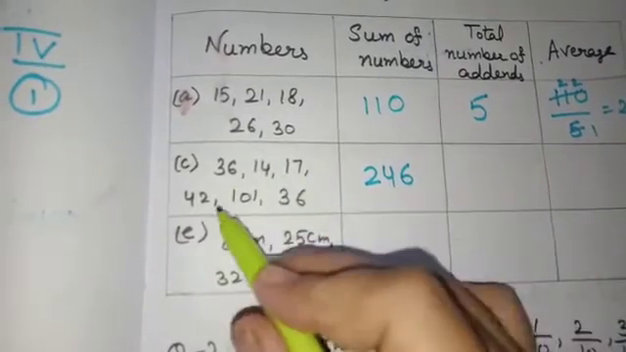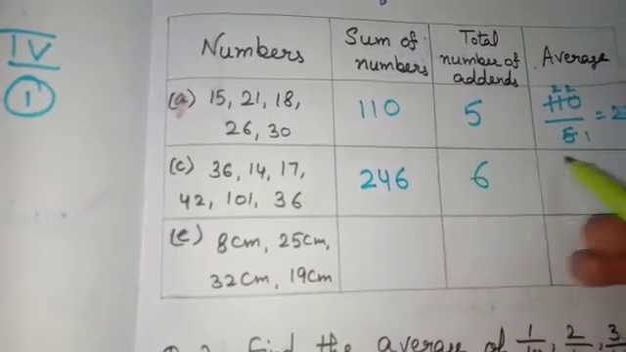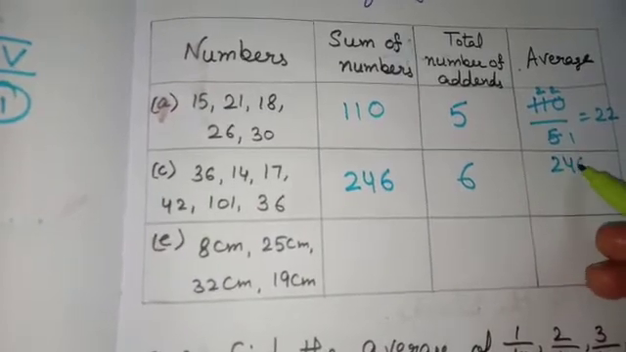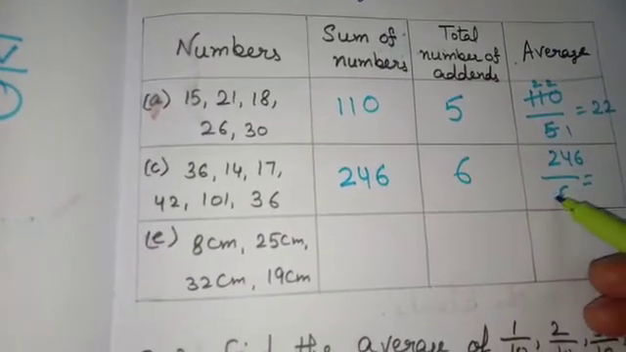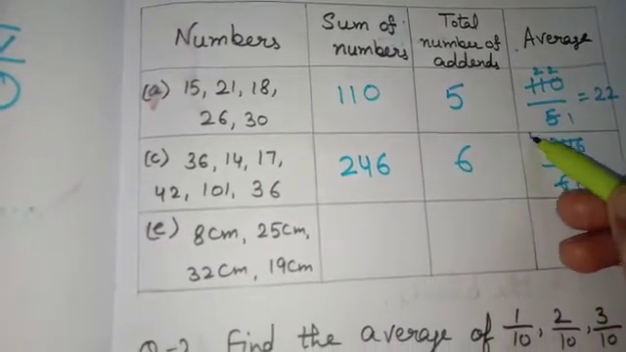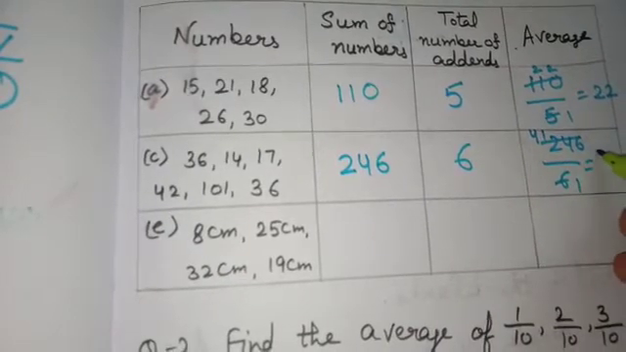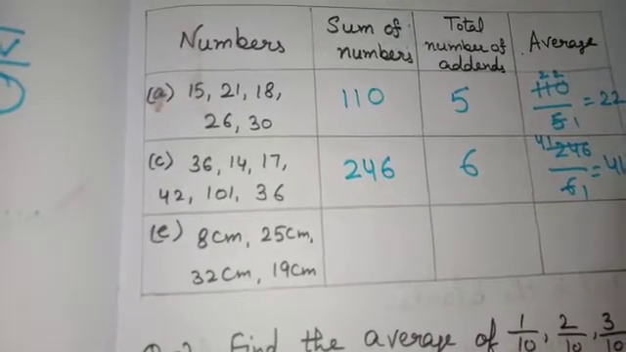The total number of addends is 6. 246 divided by 6: 6 fours are 24, 6 ones are 6, which means 41 is the average.